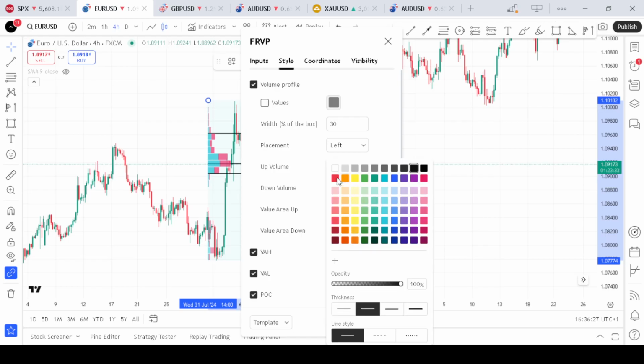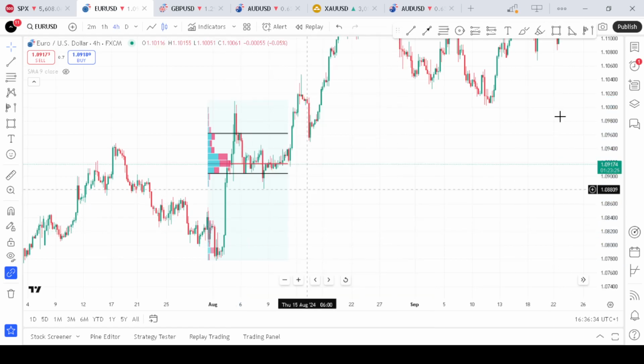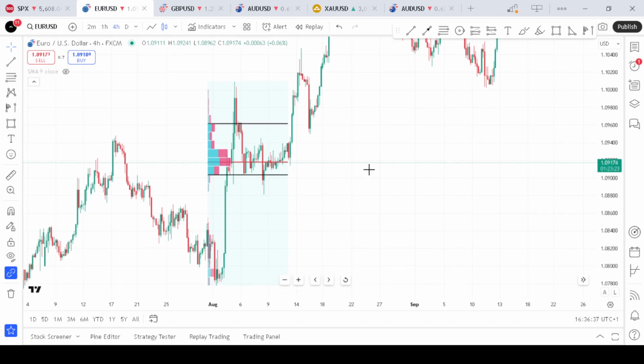So let me change the line color to probably red so that we wouldn't make certain mistakes when trying to differentiate between its high and its low. So this red line in the middle is typically what is known as the point of control.